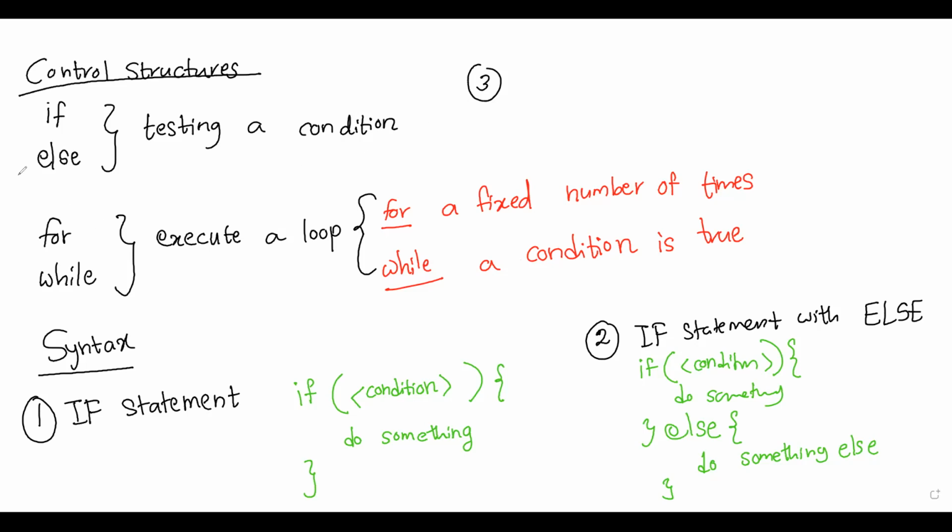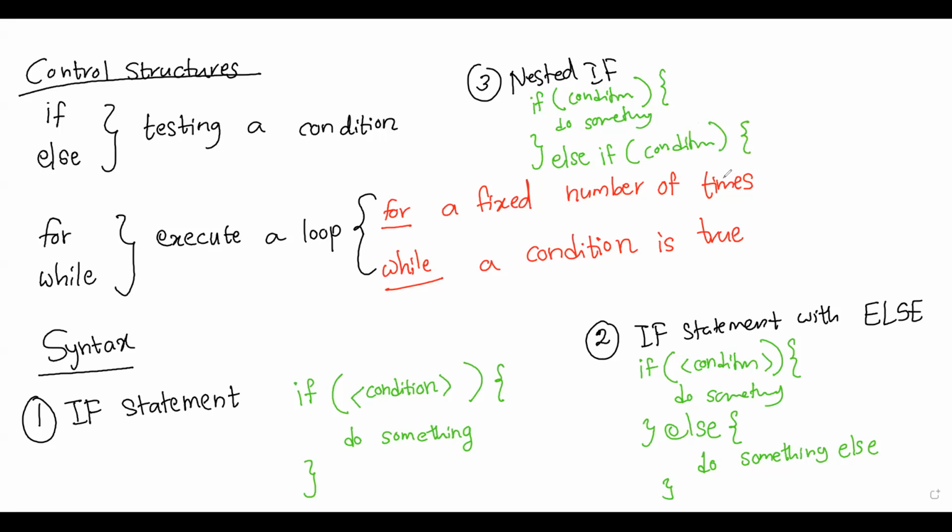And I'll write the third one, which is under if else. So that is nested if. Nested if means you have so many conditions to check, right? For example, if you write the condition here, open bracket, you do something and close the bracket. Else, you just don't have one thing to do like this. Else if, once again, if this thing, do something, else if some other condition, do something.